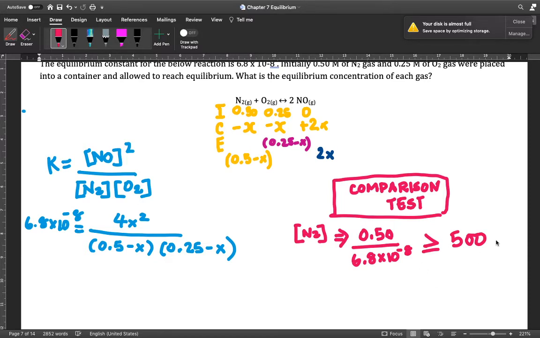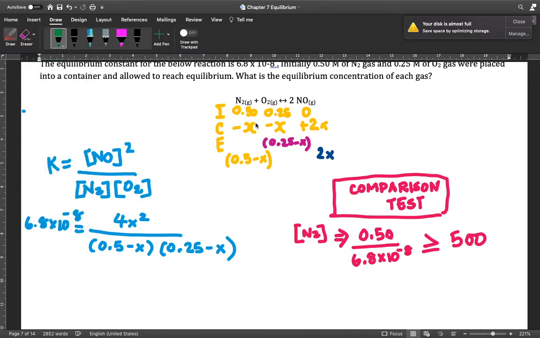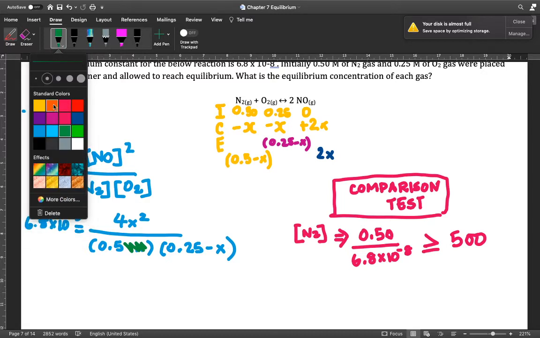What I can do is remove this minus x part. What we're essentially saying here is that this x, this change that's going to take place, is so minuscule that we can disregard it. So we are going to get rid of this minus x part, only because when I divided 0.5 by 6.8 times 10 to the power of negative 8, I get a number that's way bigger than 500. If it's equal to or bigger than 500, I can make that assumption. Now let's do that test for O2.